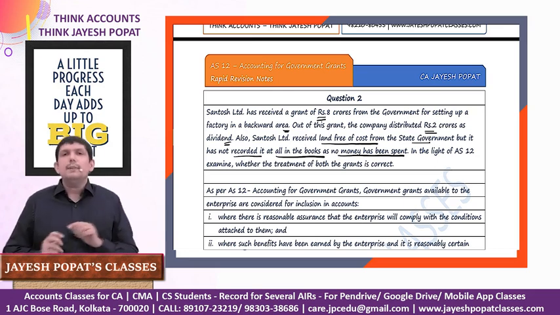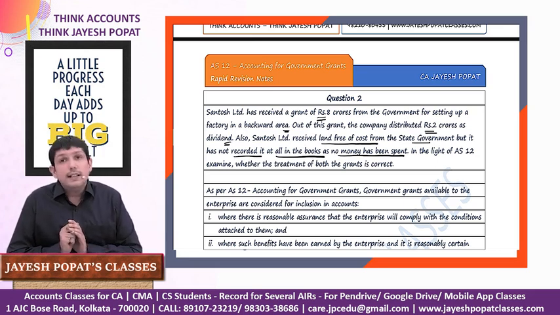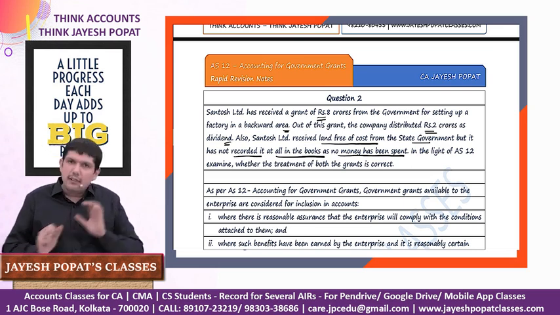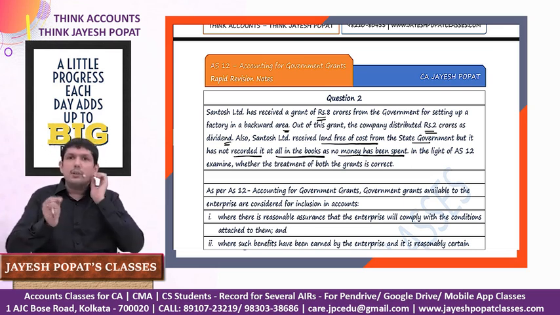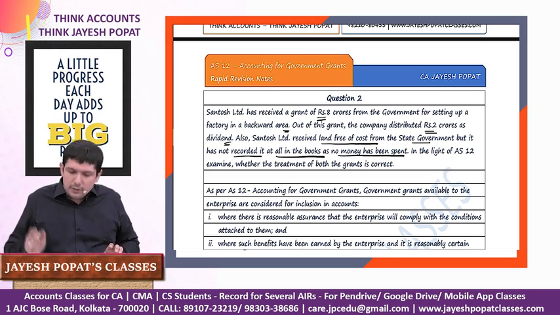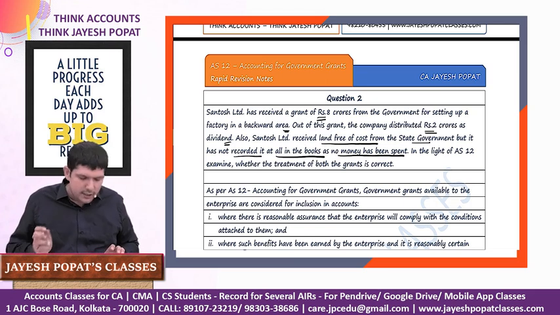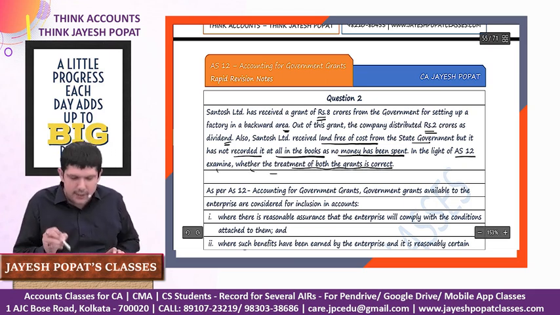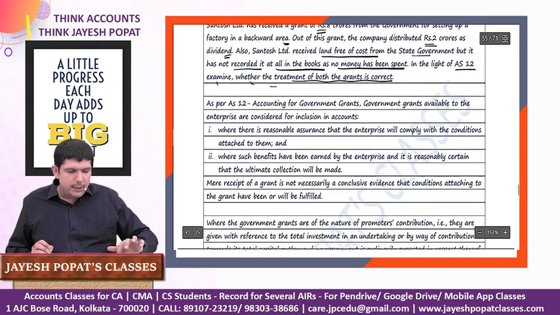Second, the state government has given land free of cost. It is not recorded at all in the books of accounts, but AS 12 requires us that if a non-monetary asset is received free of cost, that should be recorded at nominal value. So the Santosh Limited should have recorded this at nominal value. In light of AS 12, examine whether the treatment is correct or not, right? So both the treatments are not correct.